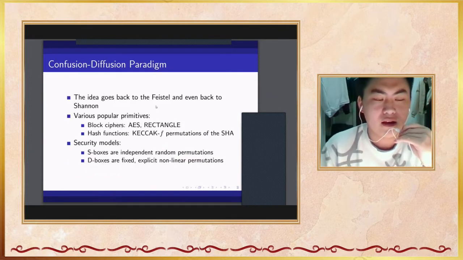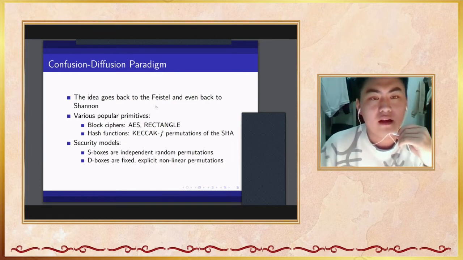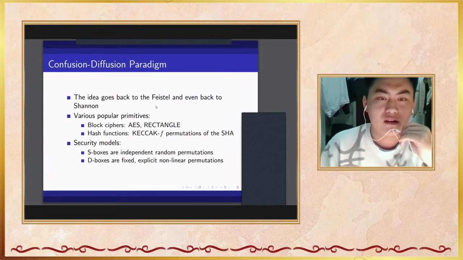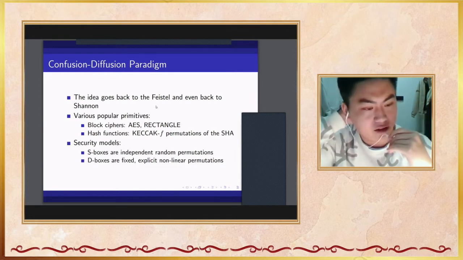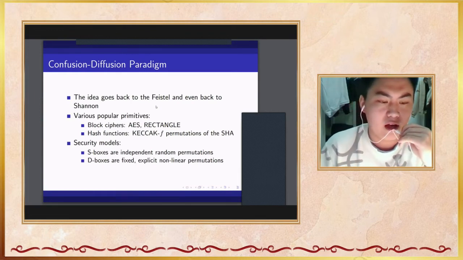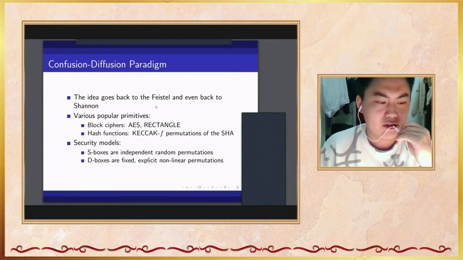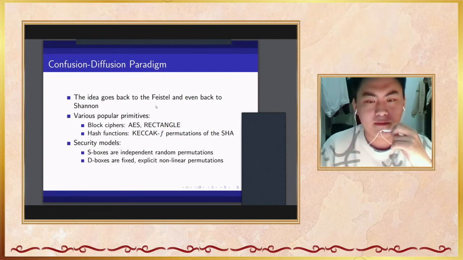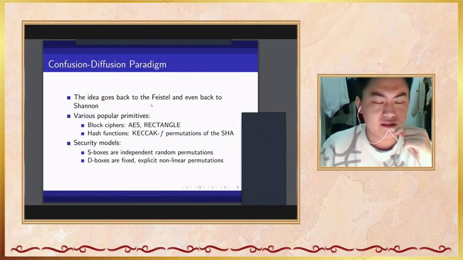SPN fits into the confusion-diffusion paradigm. The substitution can be viewed as confusion, while the permutation is viewed as diffusion. The idea goes back to Feistel and even back to Shannon. Various popular primitives have been built upon this, such as block ciphers like AES and RECTANGLE, and also hash functions such as the permutation of SHA. We consider the S-boxes as independent random permutations, while the D-boxes are fixed explicit nonlinear permutations.